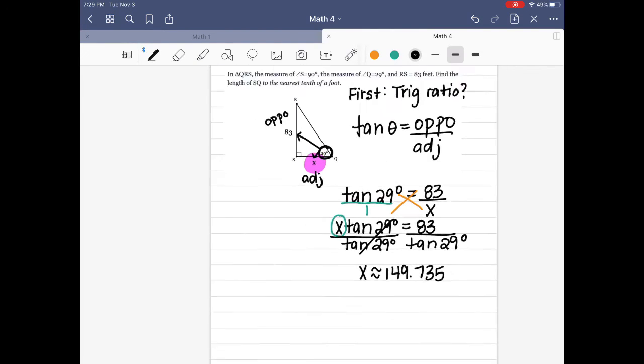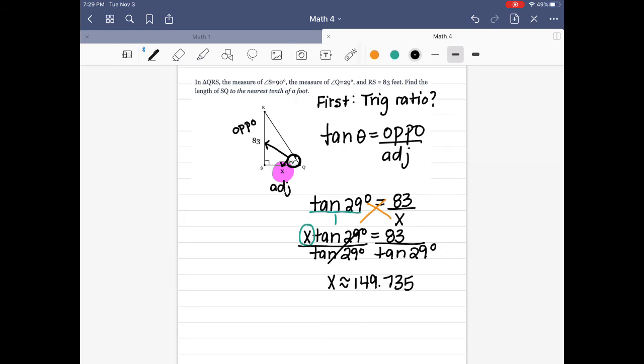So x is approximately 149.735. Well, the question said round to the nearest tenth of a foot. So if we're going to round to the nearest tenth, we're going to round to this decimal place. That 3 is going to cause that 7 to stay as it is. So x is going to be 149.7.